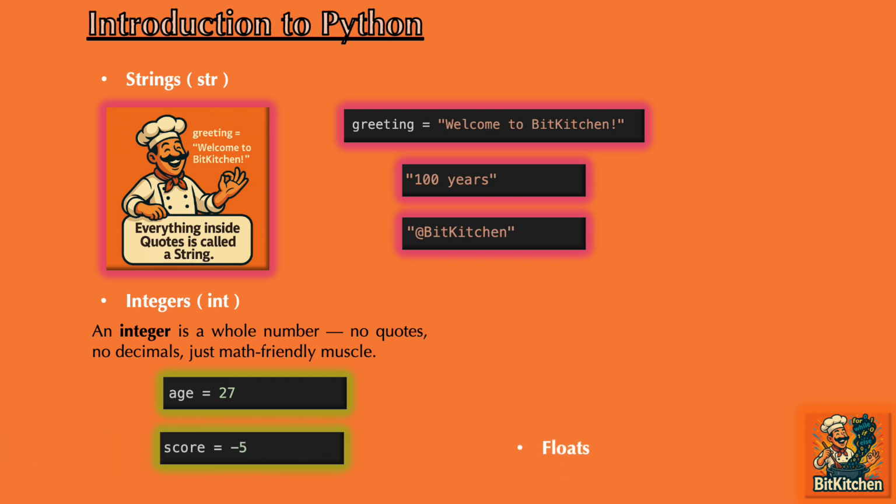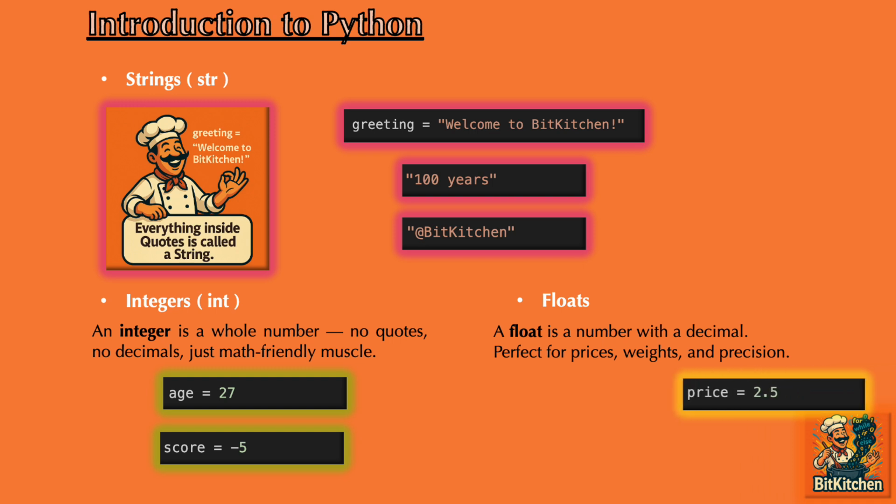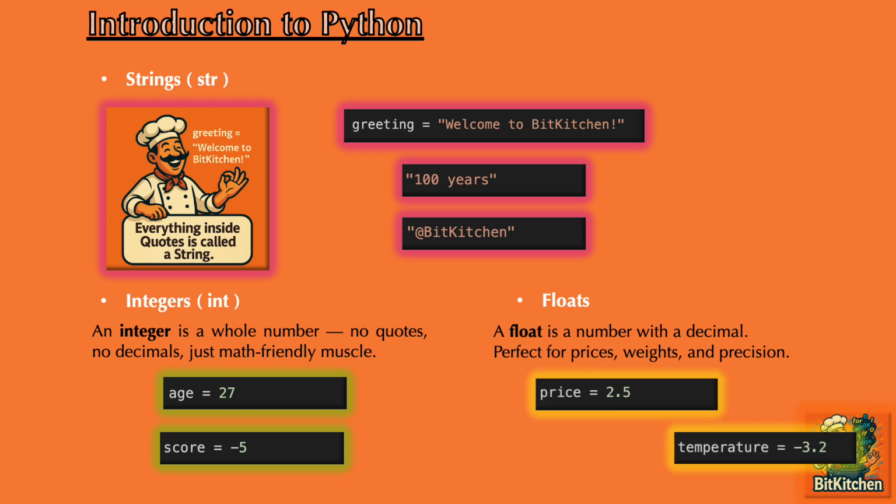When you need decimals, like 2.5 cups of milk, use a float. A float is a number with a decimal point, perfect for measuring, pricing, or anything precise.